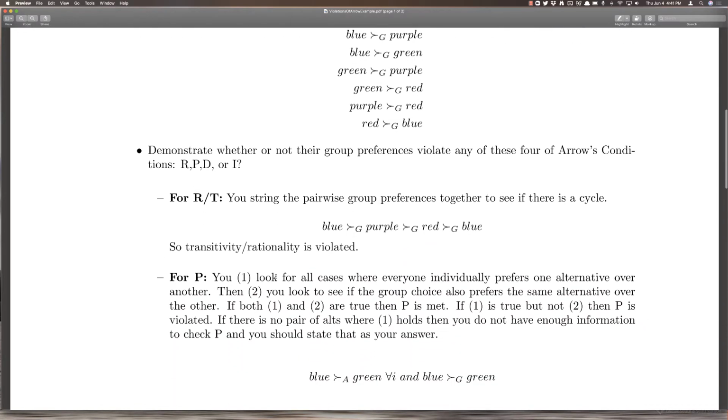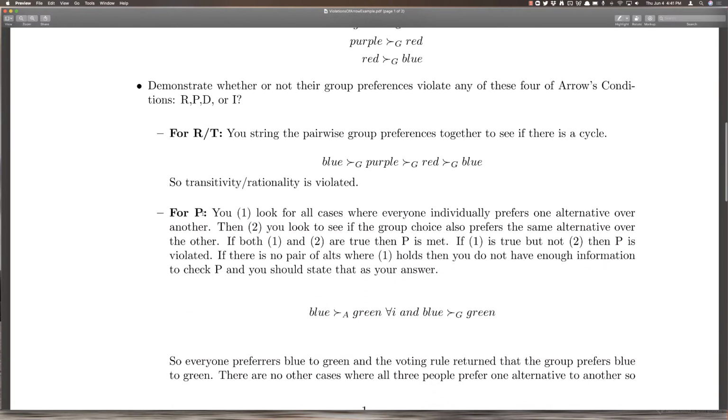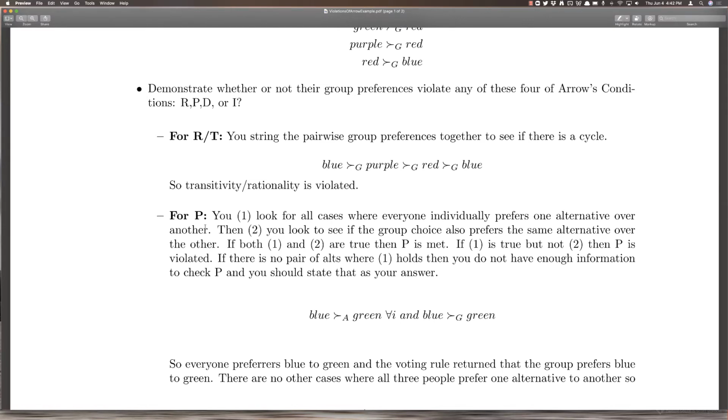So transitivity is violated. Next, for the Pareto criterion or the unanimity criterion, what is it first? The unanimity criterion or Pareto criterion means if everybody wants something more than something else, the voting rule should return the thing that they all want, all right? So what we need to do to test whether this condition holds is find a case where everyone prefers one alternative over another.